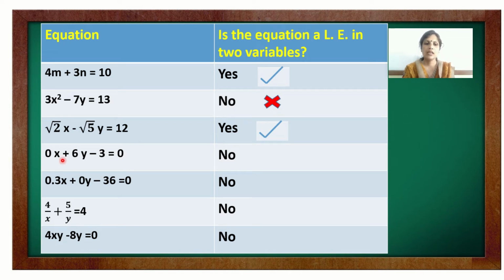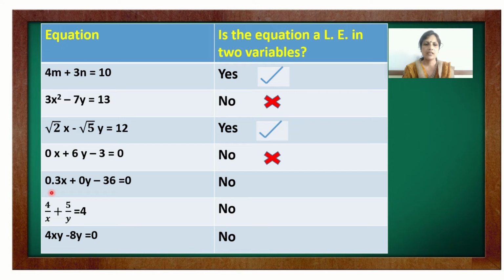Third is 0x plus 6y minus 3 is equal to 0. This is not a linear equation in two variables because the coefficient of x, that is the value of a, is 0. And in our condition we have learned that a and b cannot be equal to 0, isn't it? So it is not a linear equation in two variables.